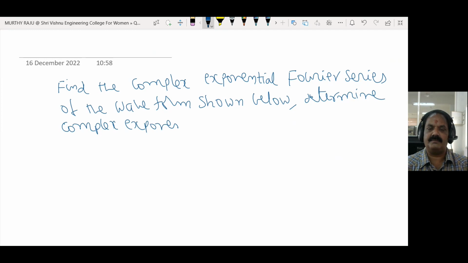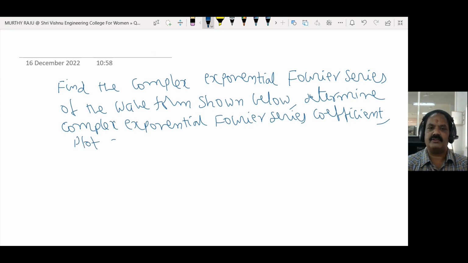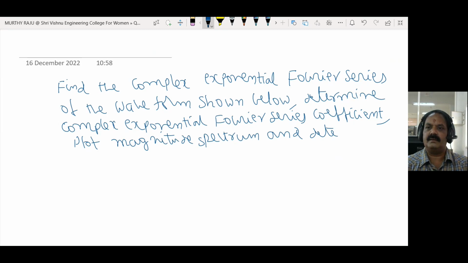Complex exponential Fourier series coefficients. Plot the magnitude spectrum. Plot the magnitude spectrum, and determine the Fourier series coefficients.